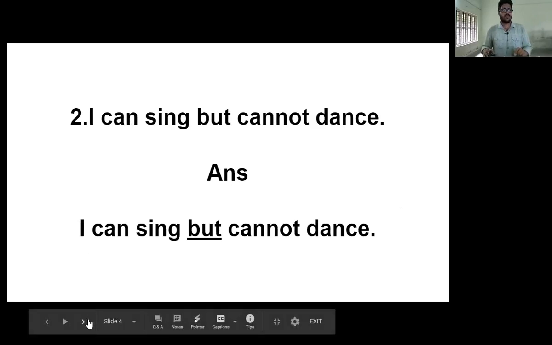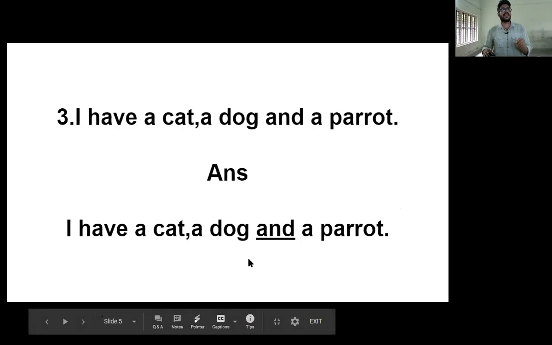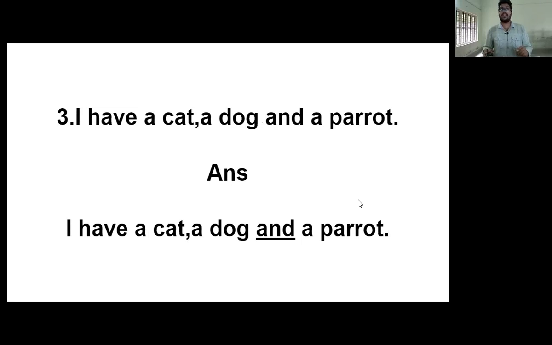Okay, so moving to the next sentence, I have a cat, a dog and a parrot. So what is the joining word here? Yes, and is the joining word here. And is the joining word between cat, dog and parrot. So underline and in this sentence. Okay, this is very simple, right? I hope you got the idea.